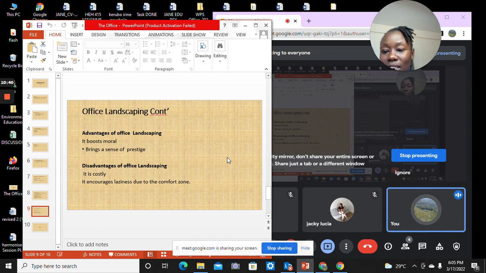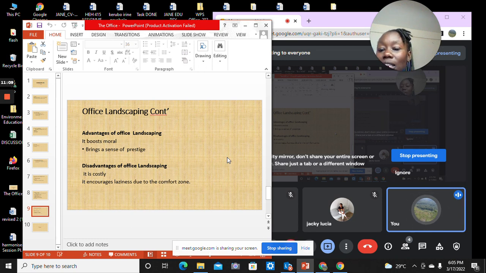Then let us look at the disadvantages of office landscaping. It's costly. So like planting trees in the pots, hanging pictures, you have to buy them. Bringing those carvings, they are expensive and you need to buy them so that they can bring that landscaping nature in the office, and that is expensive in itself.